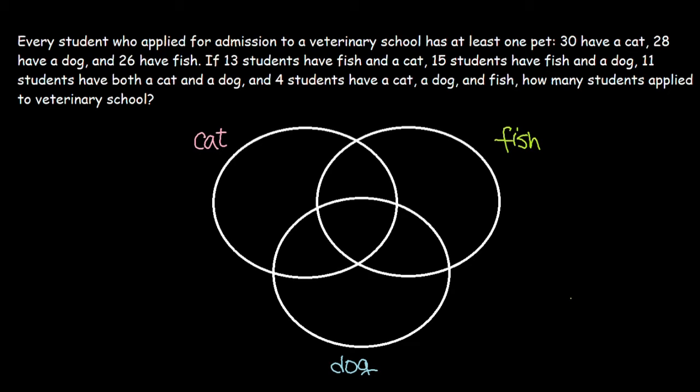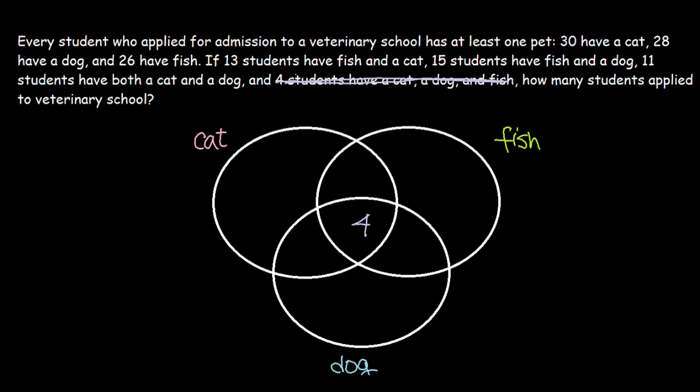So let's look at the first information. 4 students have a cat, a dog, and a fish. That means that 4 students have all of these pets. So I'm going to put 4 at the middle of the diagram because they have all 3 of the animals. I'm going to cross out this information because we just used it.